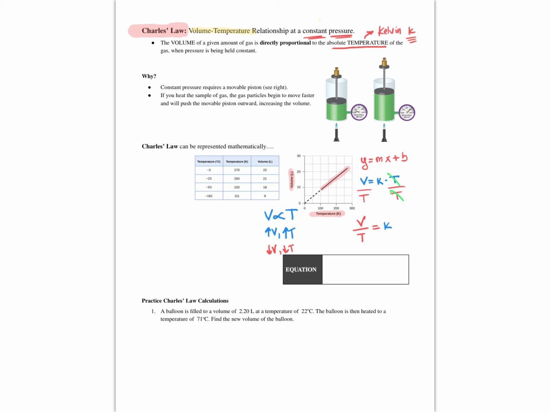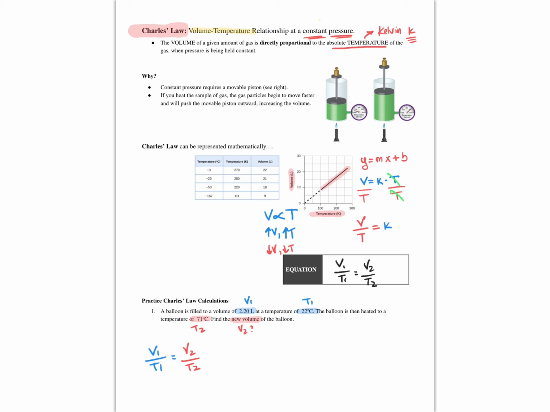Just like with Boyle's law, this allows us to take volume and temperature at time 1 and relate it to volume and temperature at time 2, where V1 over T1 is equal to V2 over T2, because at time 1, V1 over T1 is equal to K, and at time 2, V2 over T2 is equal to K, so the two are equal to each other. And this equation here is Charles' law. Now try to apply it on the practice problem below, and I'll be back in a second to show you the answer.